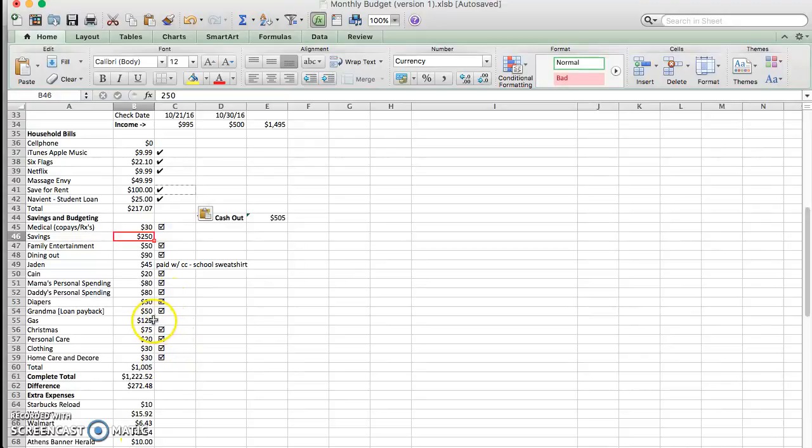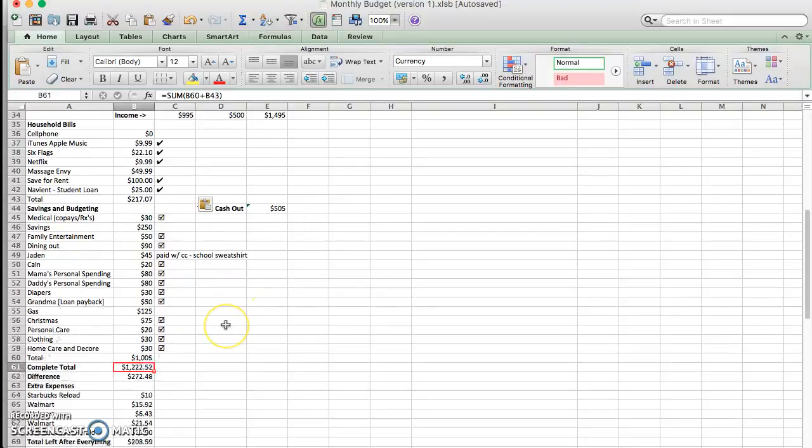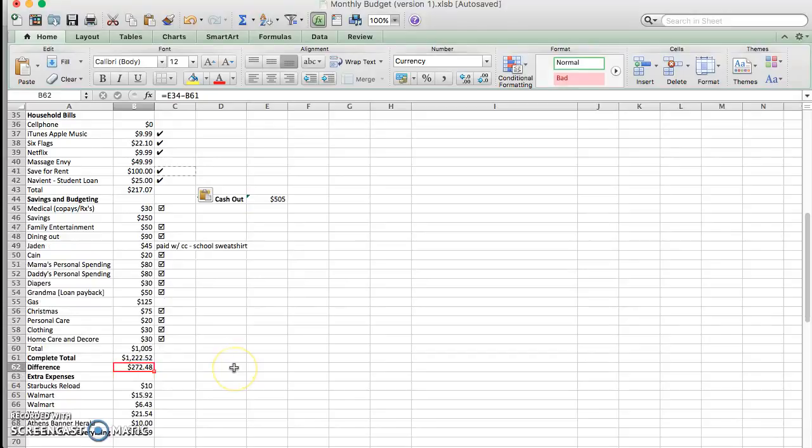I never put a check mark next to gas because that's just budgeted. We do use our debit cards for that because that's not something that we overspend in. If we have to go into the gas station and get something, we're using our personal spending money for that, but just buying gas itself, we use the card. So I have the total there, and I have the complete total here from the household bills and the savings and budgeting category. And again, I have the cash out there. And then I have the difference, which as you can see, we had quite a difference this month.